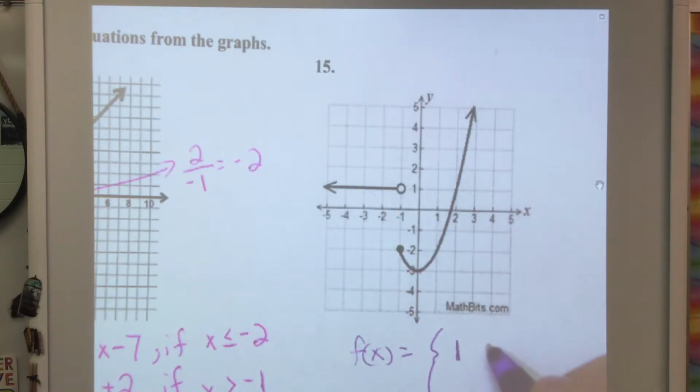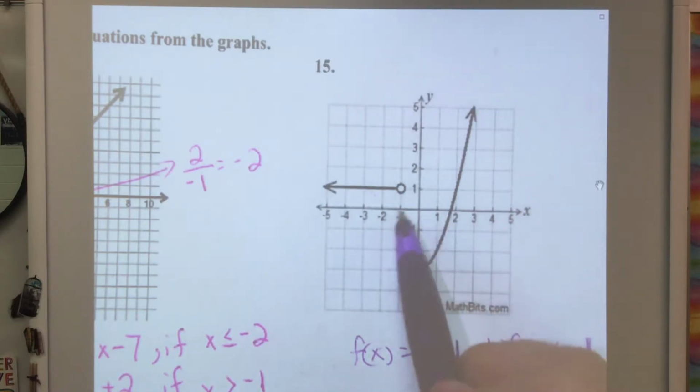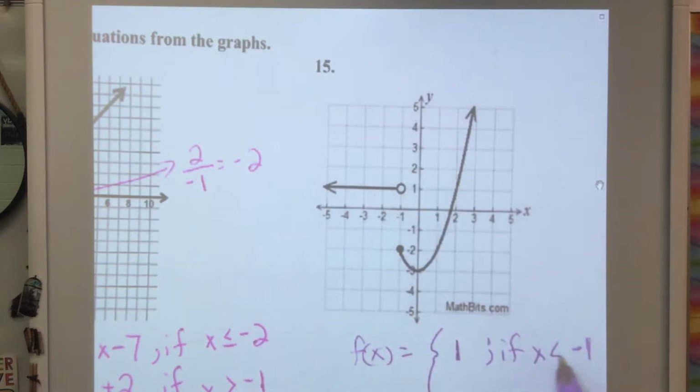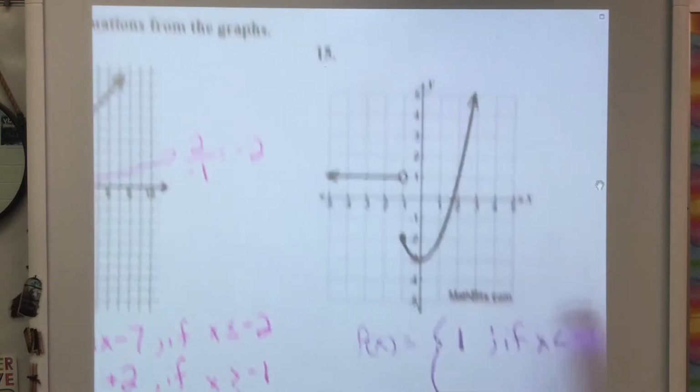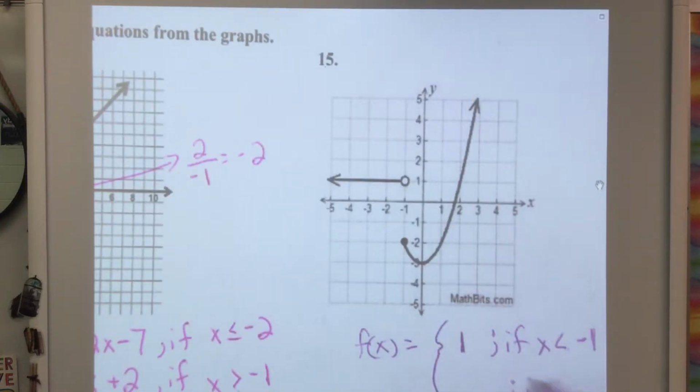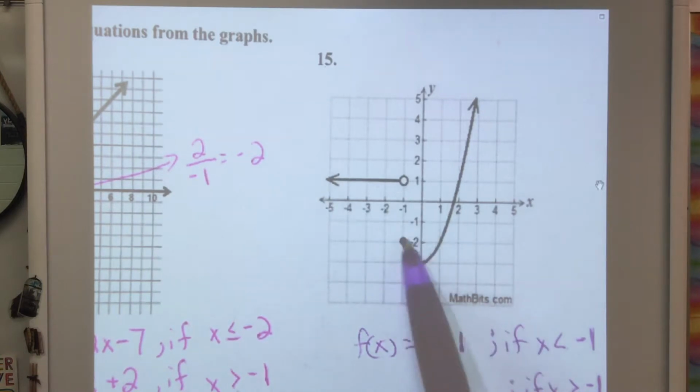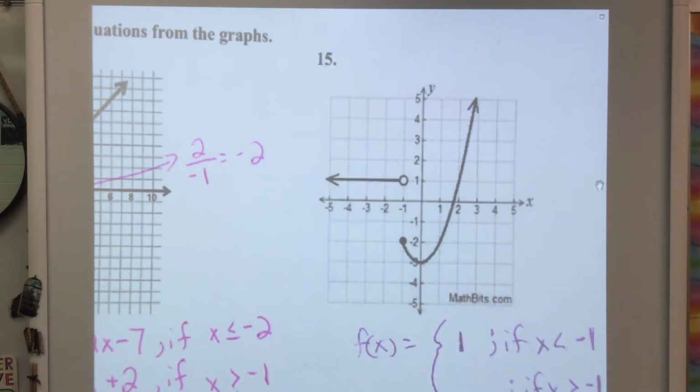Okay, and that is if x is less than -1, because it doesn't go past -1 and it doesn't equal -1, so we just put a less than. This next equation is if x is greater or equal to -1. Because anything from -1 to the right, it works.